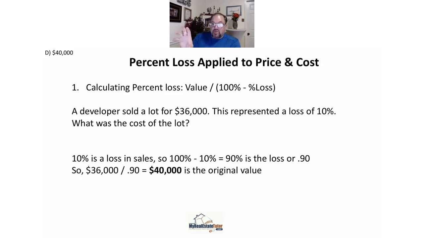So that's how much the property really cost. But when it sold for 36,000, that represented only 90% of what it was worth, and that's a 10% loss. So we're talking about answer D. With a percent loss, you just subtract it from 100 and divide it into the value, and that's going to be the original cost. And if you talk your way through it, when you get the answer, it makes sense. So the original value was 40,000. When I sold it for 36, that represents a 10% loss. Interestingly enough, I can take 36,000 and divide it by 40,000 and I get 90%. So you can kind of check yourself.